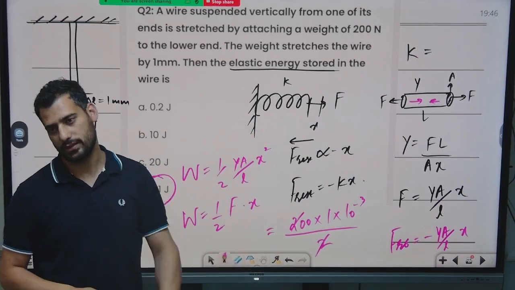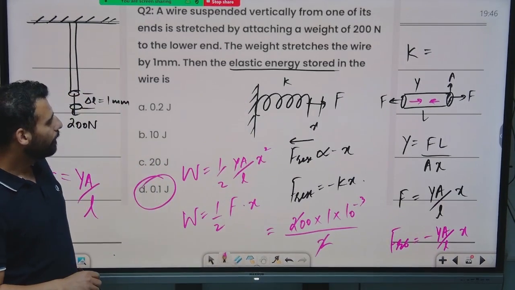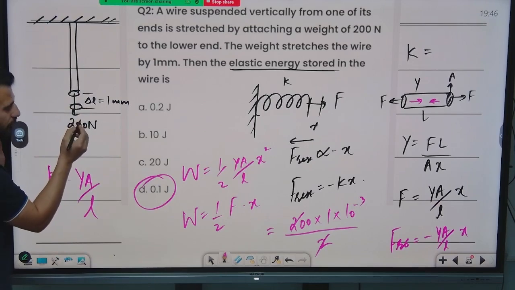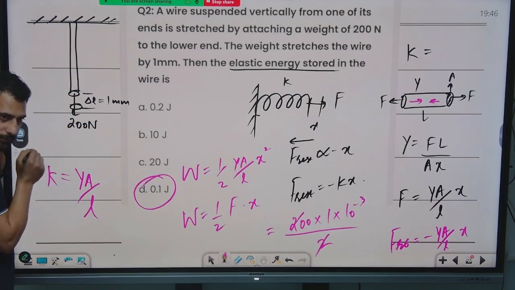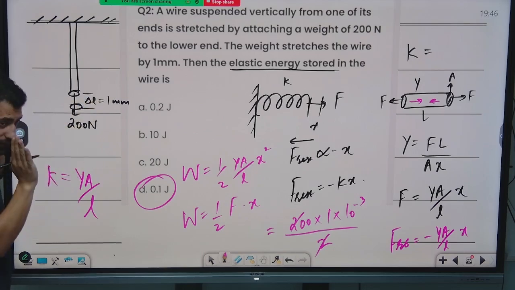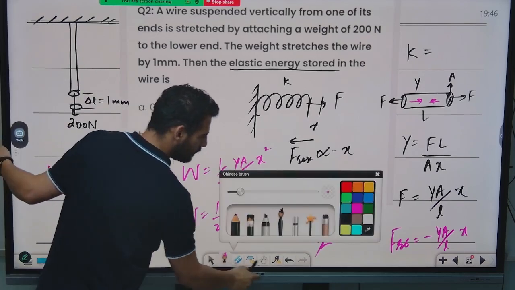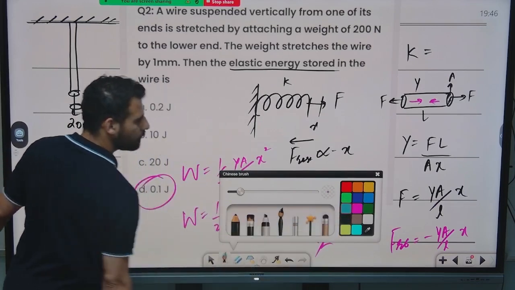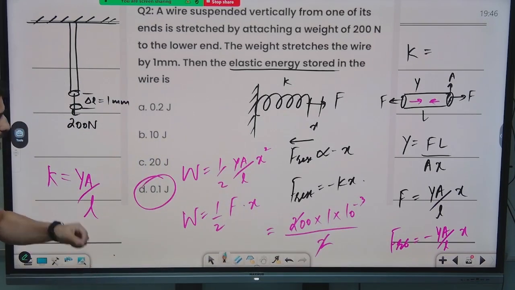But my question is, if there is a wire and if you are applying a force of 200 newtons and it stretches by delta L, how much work did you do? Yes, anyone? How much work did you guys do? Yes?